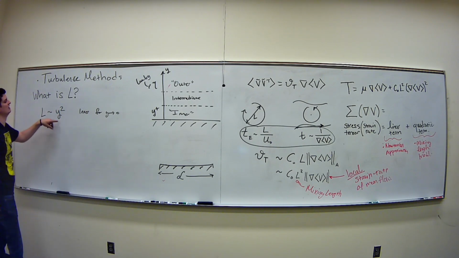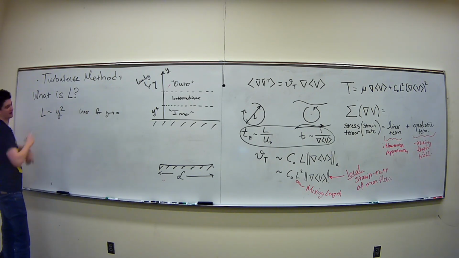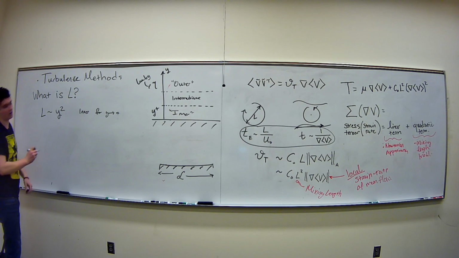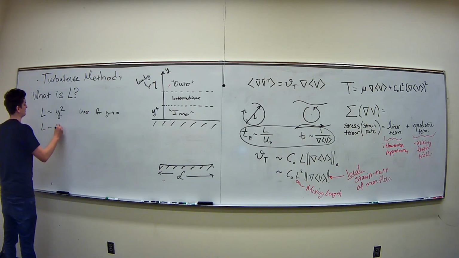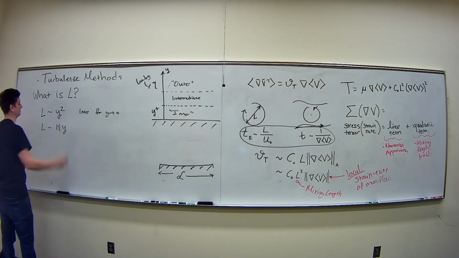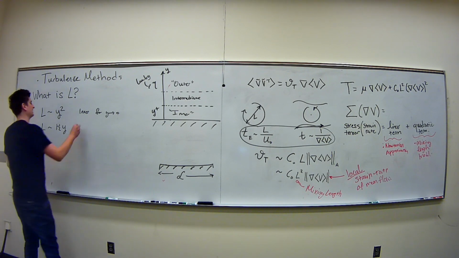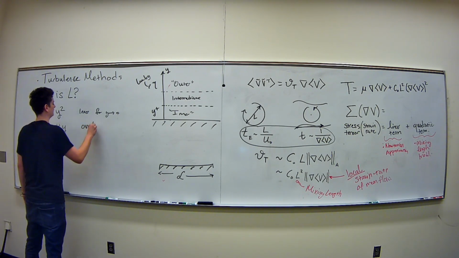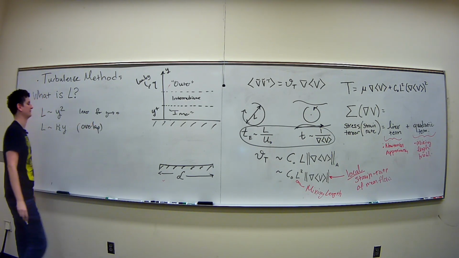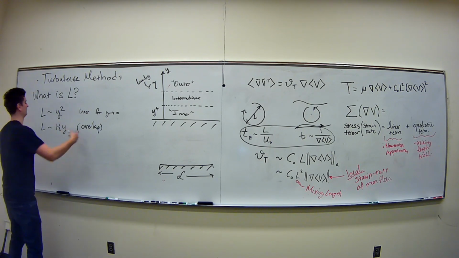Okay, so when it's really small, this is kind of characterized like that. What else do we have? And then we have an overlap region where there's some constant kappa. This would be intermediate or overlap. I think overlap is also pretty common. I think Lumley does that one too.